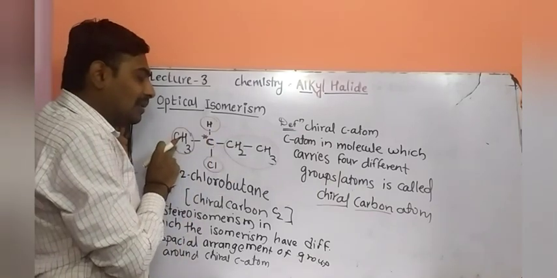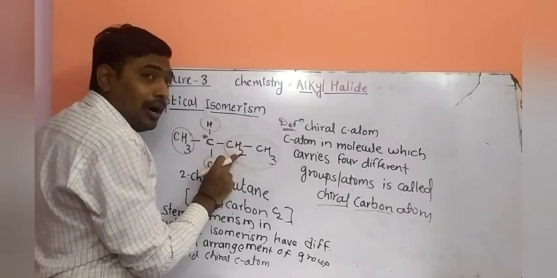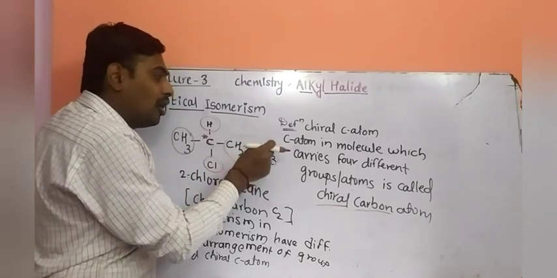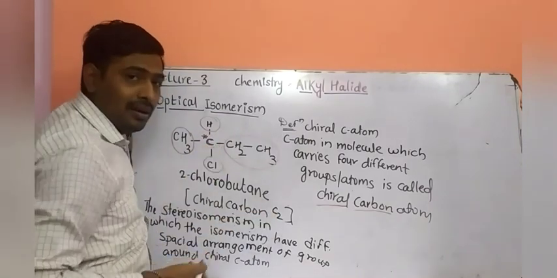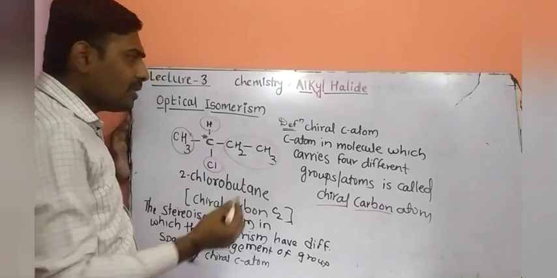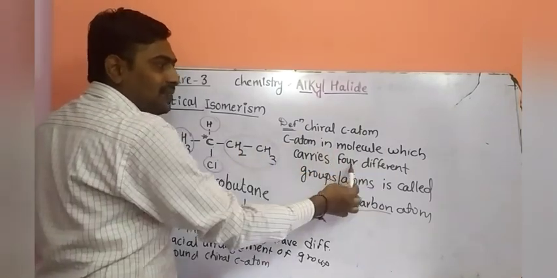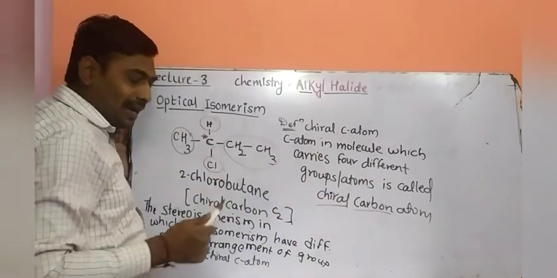But in the first carbon atom, 3 hydrogens are the same. In this carbon atom, 2 hydrogens are the same. In the last, 3 hydrogens are the same. These are all not chiral carbon atoms. Only carbon number two, that is the C2 carbon, is a chiral carbon atom. What is a chiral carbon atom? The carbon atom in the molecule which carries 4 different groups of atoms. See, this C2 is the chiral one.